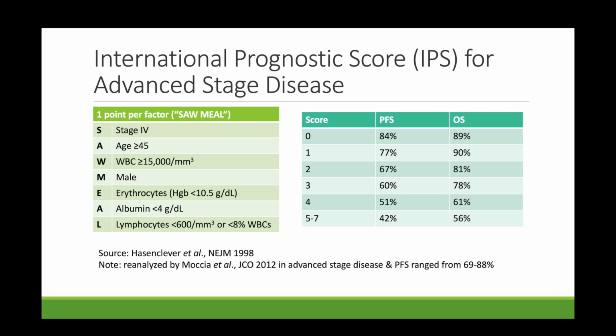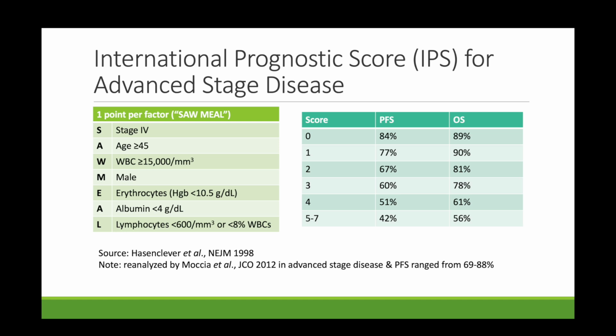For early stage, we classify as favorable versus unfavorable, and then our treatment actually differs based on that classification. For advanced stage disease, they're all treated the same, but there is something to be familiar with. It's called the International Prognostic Score, or the IPS, and it's basically just 7 factors that all go into a scoring system, and the more unfavorable factors on this 7-point system that you have, the worse the expected progression-free survival and overall survival. So these are all bad prognostic factors, essentially. And the more that you have, the worse the prognosis.